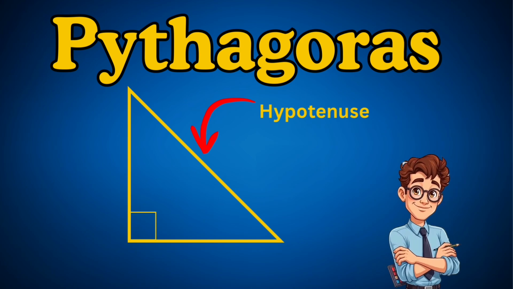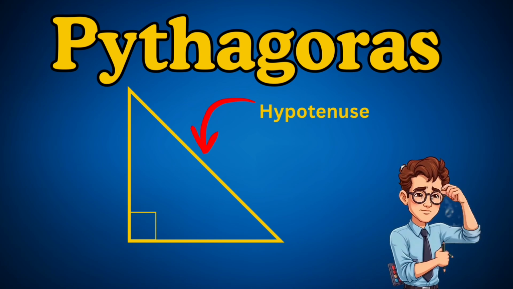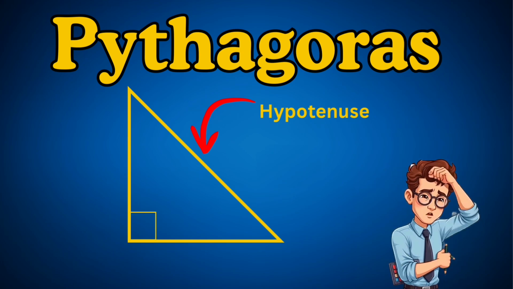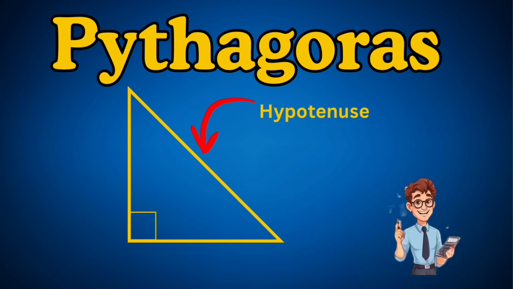Every right-angled triangle has a specific side called a hypotenuse. It's always the longest side and always the side opposite to the right angle. The two shorter sides are just the two other sides that make the right-angled triangle.